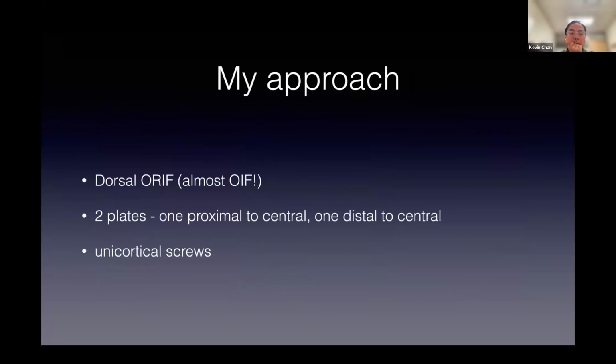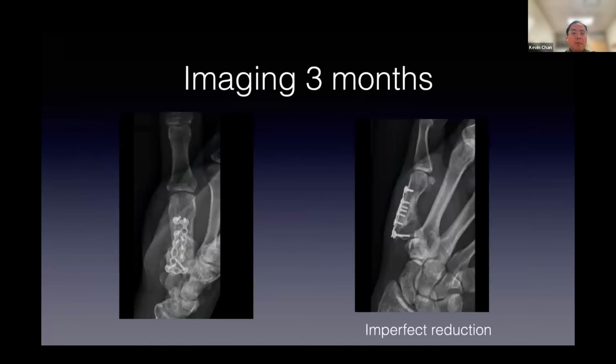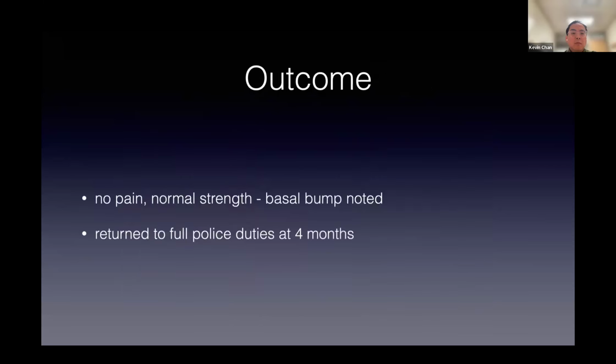So a dorsal open reduction internal fixation, and I have to admit almost an OIF. But I used from the proximal fragment a plate to the dorsal fragments and achieved some stability, and then a second plate from the distal fragment to the proximal phalanx. And the volar cortex was really badly comminuted, so I didn't bother with bicortical screws. So him at 3 months, the reduction's imperfect, but his function is excellent, and he's back to normal duties as a police officer by 4 months.